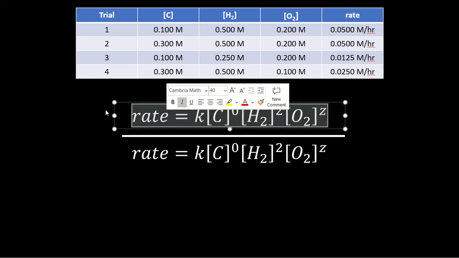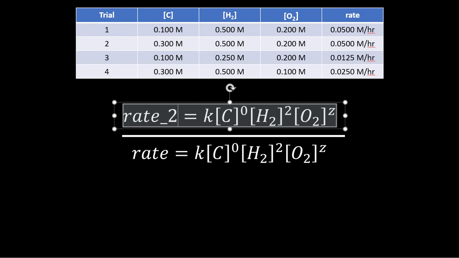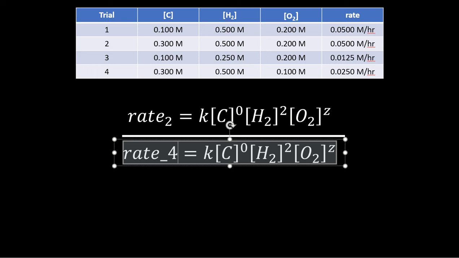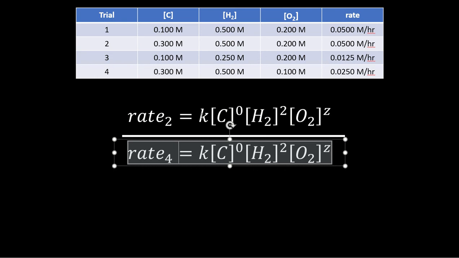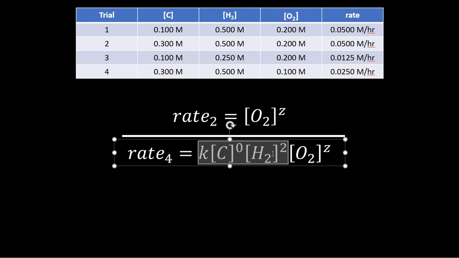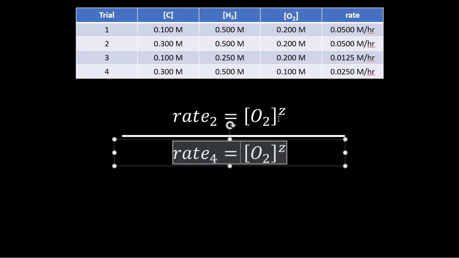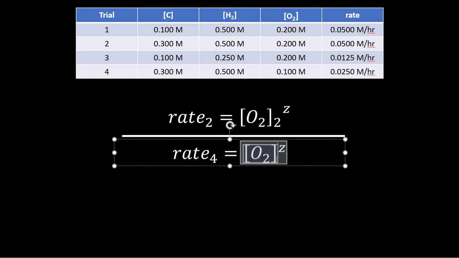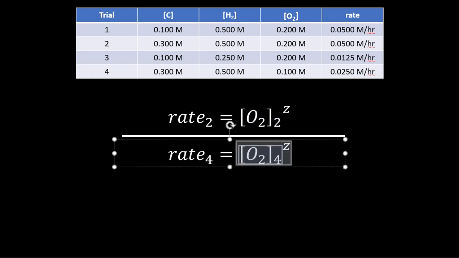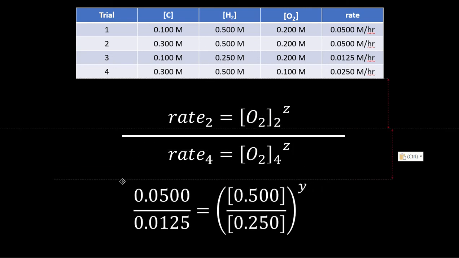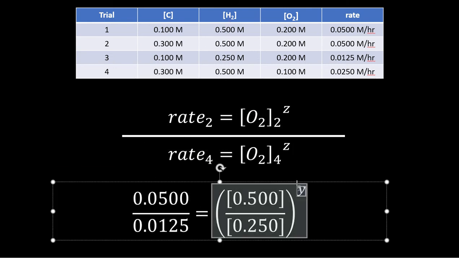So effectively, all this is going to look like this. We're going to take all the data from trial 2, and we're going to divide it by the data we have in trial 4, such that it eventually cancels out everything that would stay the same and reduces to 1, and just leaves us the concentration in trial 2 for molecular oxygen divided by the concentration in trial 4 for molecular oxygen. And that is essentially going to look like this.